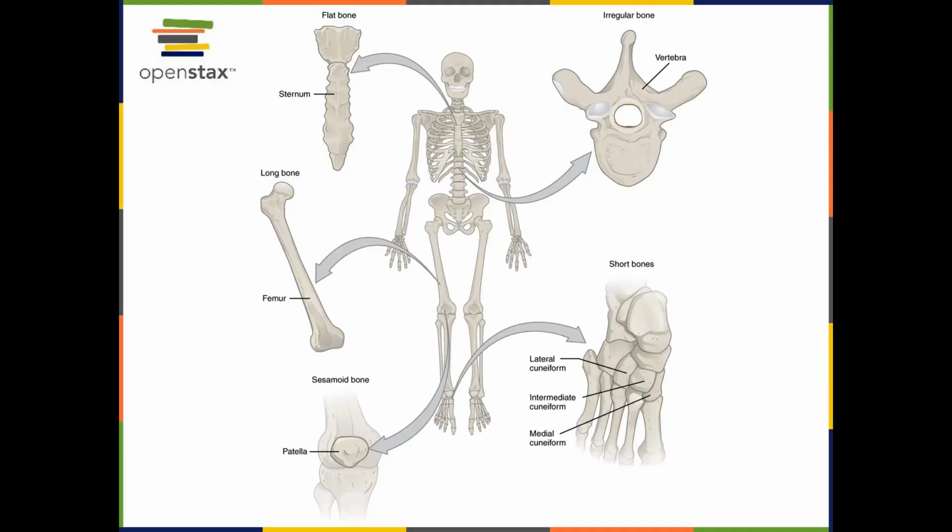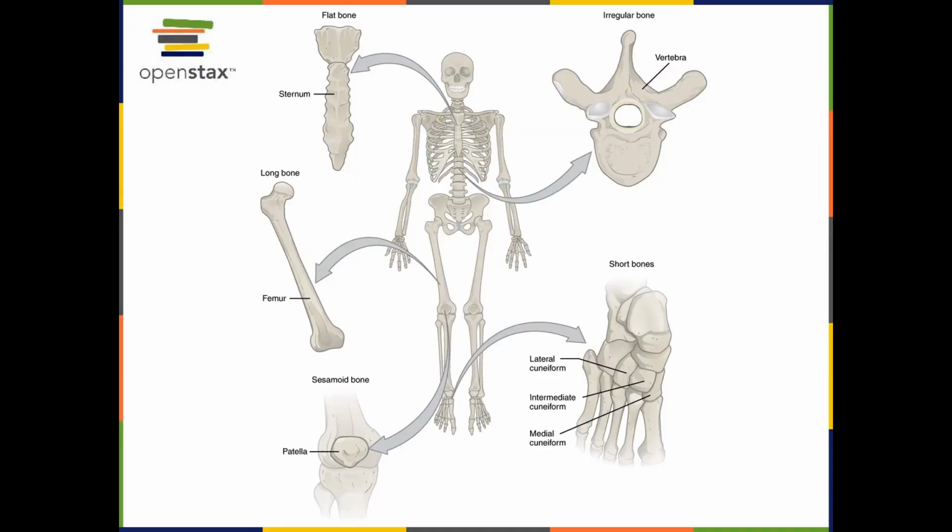The sphenoid bone is found in the floor of the cranium and is another irregular bone. And just anterior to the sphenoid bone in the cranium is the ethmoid bone, forming the roof of the nasal cavity, another irregular shaped bone.